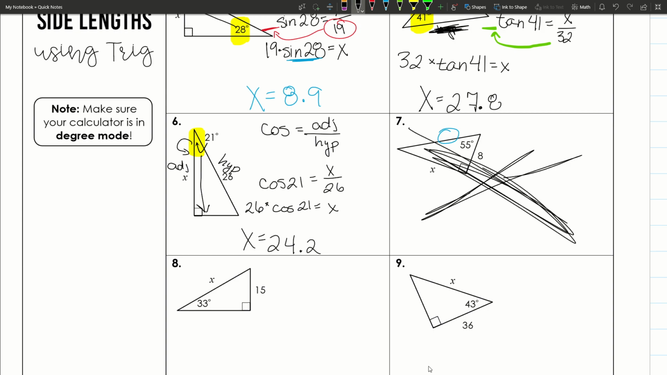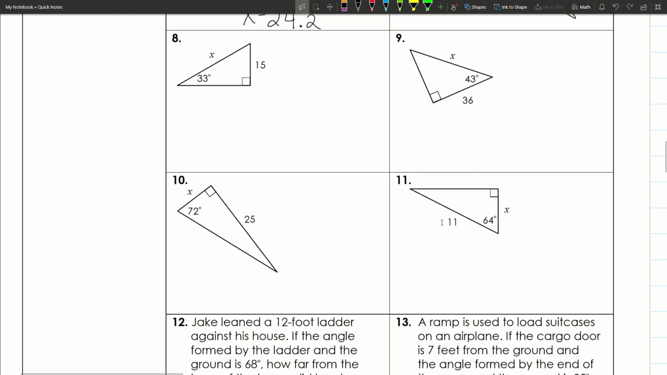We're going to skip number 7. If you would like to do it, you can, but I'm not going to look for it. And we're going to jump straight to number 8. Number 8, same idea. I did not identify my hypotenuse, but I know it is right here.